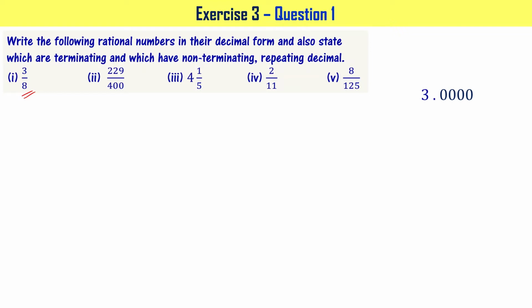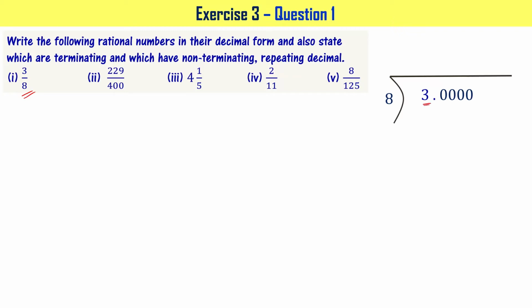Let's write 3 as 3.0000 and so on and draw a line as shown here and mark 8 as shown here. The method we are going to use to get the decimal form of the given rational number is called the long division method. So look at this.